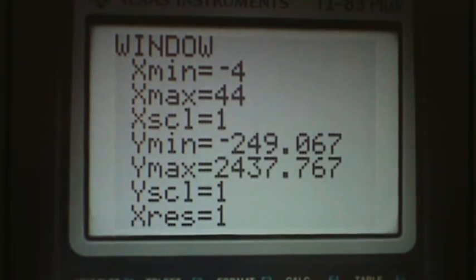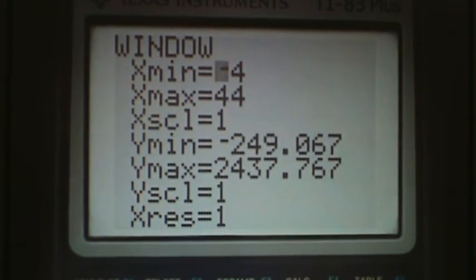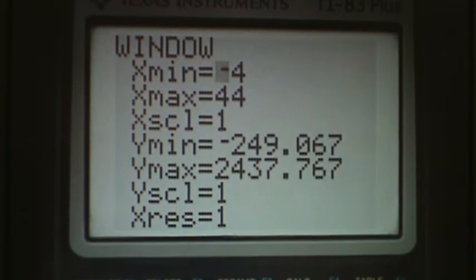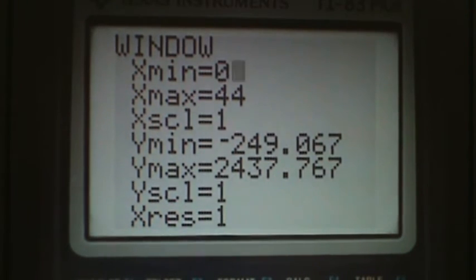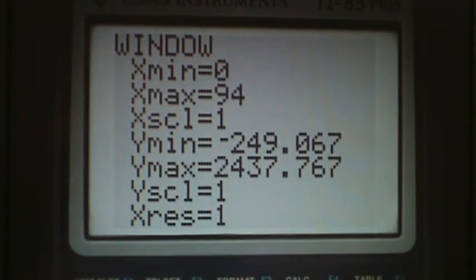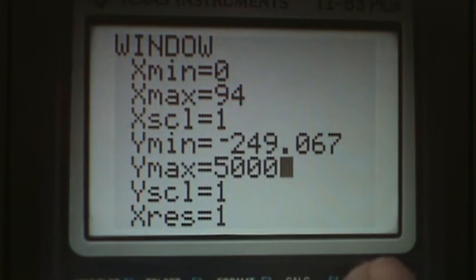The appearance of the graph doesn't make so much difference at this point in the problem. In fact, I can make the x minimum 0, for example, and then an x max of 94. You see, 9.4 times 10 would give 94. Now, I know that since this is exponential, the graph is rising to the right, so I might change my y maximum from 2437 to, let's say, 5,000. I just want it to go way up, that's all.